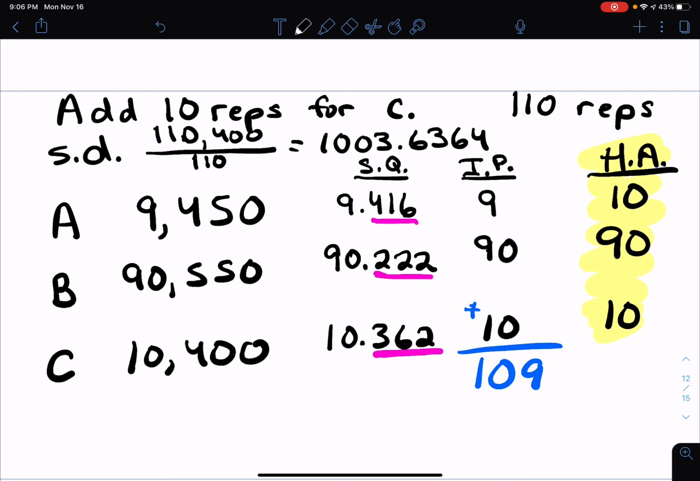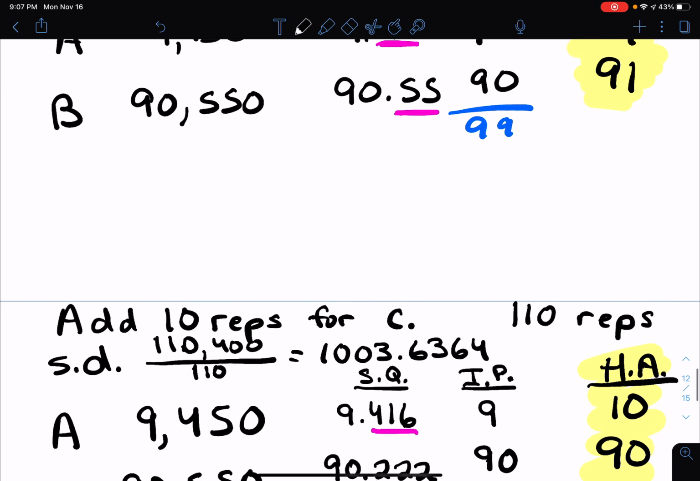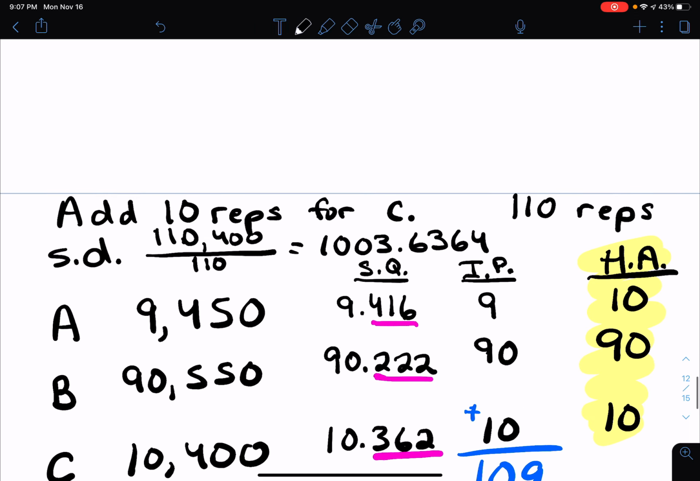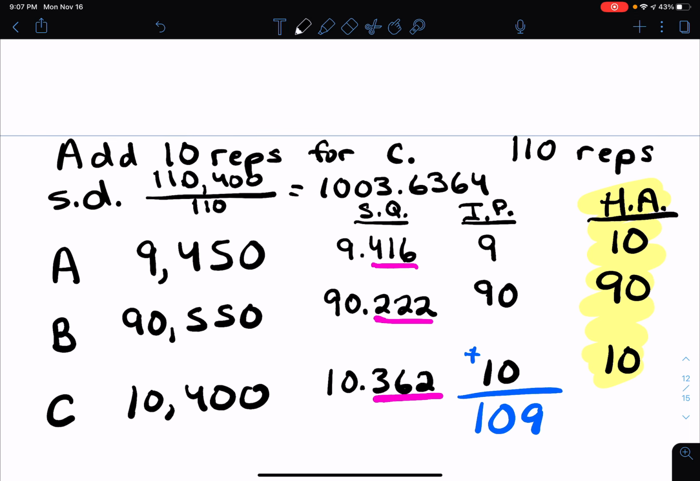Okay. So as we expected, state C ended up with those extra 10 that were added for them. Good, that's great. But let's go back up and compare the situation for A and B before state C came along. A had 9 and B had 91. Now A has 10 and B has 90. What on earth?